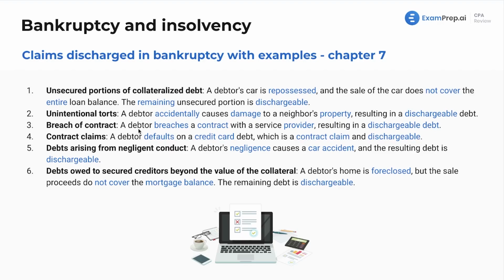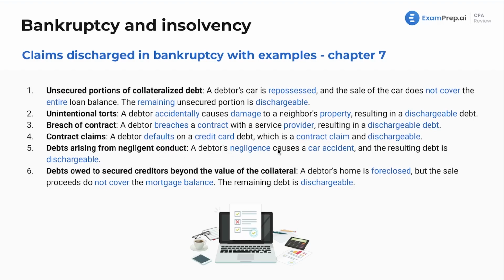Breach of contract. A debtor breaches a contract with a service provider, resulting in a dischargeable debt. So let's say you're not paying your utility bills, your internet bill. That's an example of what we'd see there. Contract claims. A debtor defaults on a credit card debt, which is a contract claim, and that would be dischargeable as well.